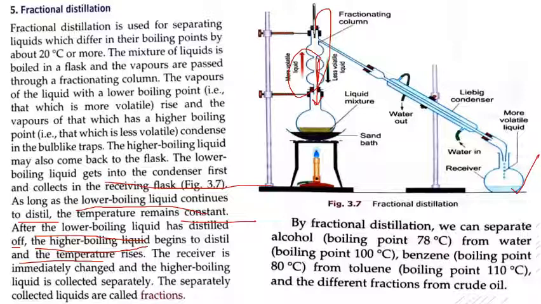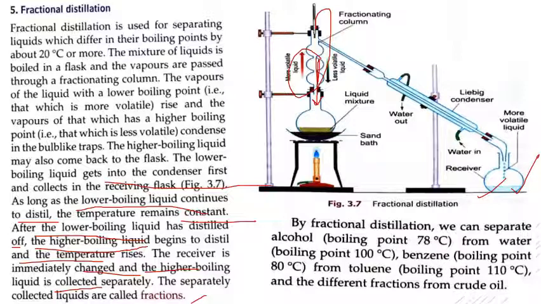The receiver is immediately changed. The receiving flask over here, in which the first liquid was collecting, is now changed. Now the second liquid is collected in it. The receiver is immediately changed and the higher boiling liquid is collected separately. The separately collected liquids are called fractions. Underline this: the separately collected liquids are called fractions.